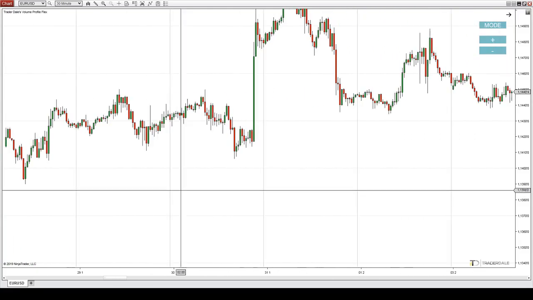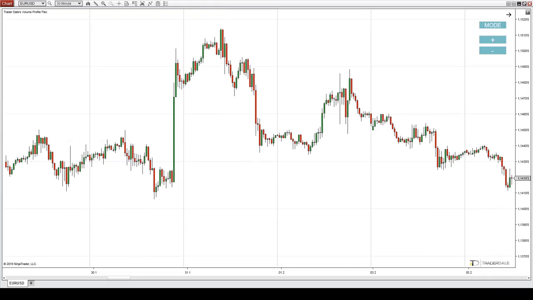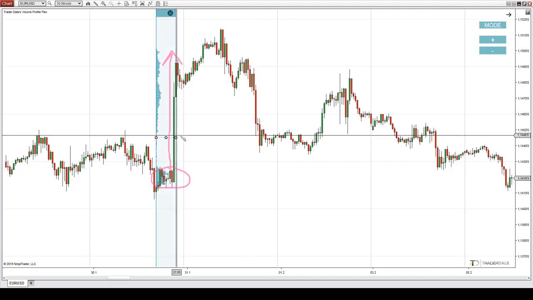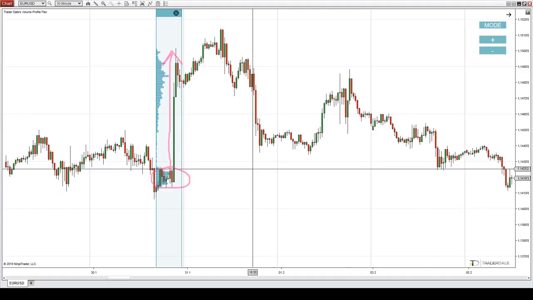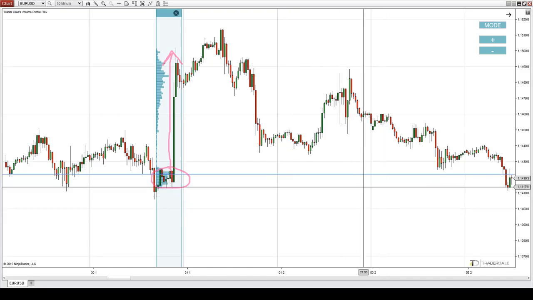So let's move forward. There was a rotation followed by a strong buying activity, very nicely visible in here. So let's use the profile into the rotation, and this is the place where the heaviest volumes were accumulated.